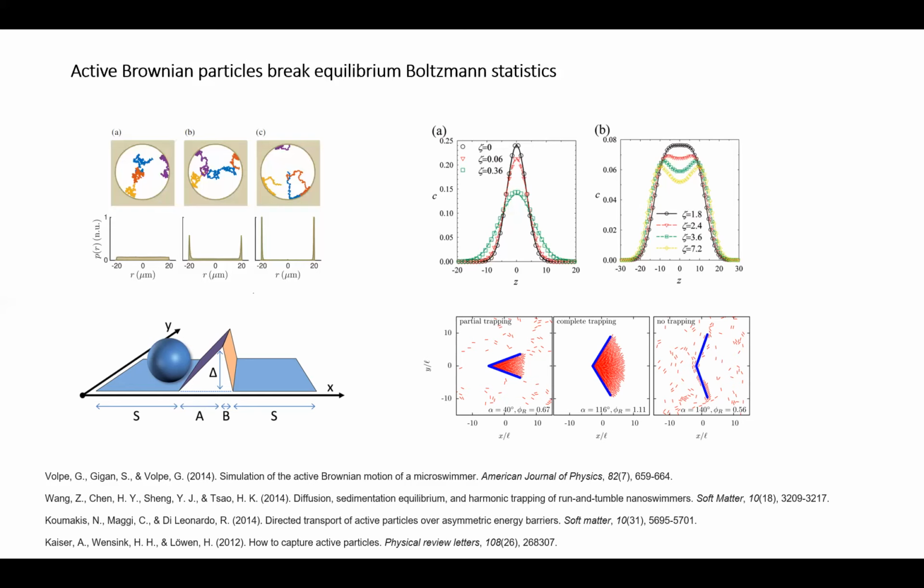And if you have a different angle, you can have partial trapping, just because of the limited area. Yes, I think I have some slides showing that as well. But yeah, you could also use this, for example, to sort microscopic swimmers with certain chirality.